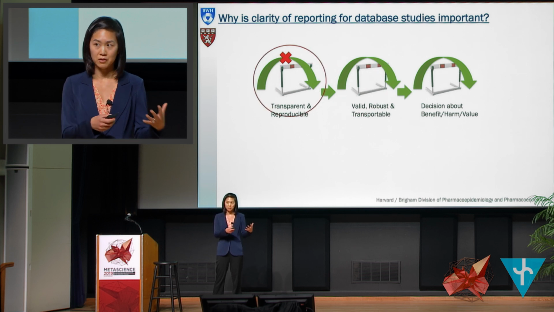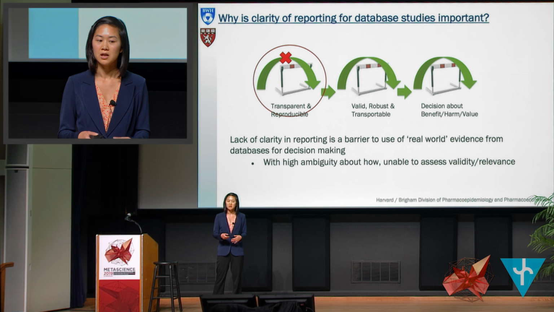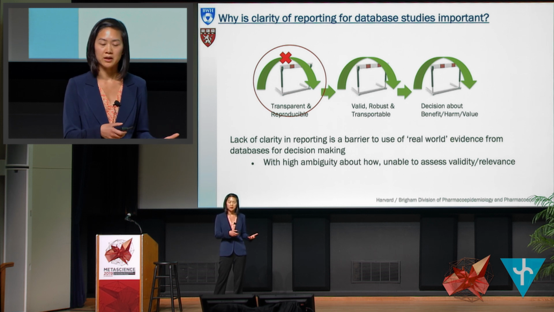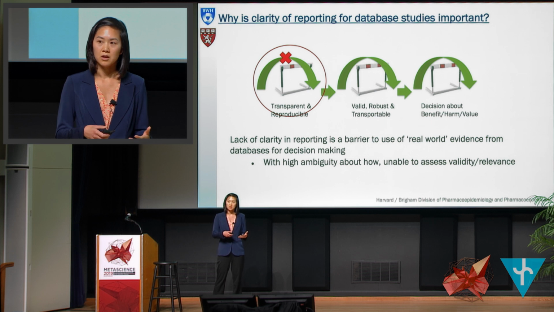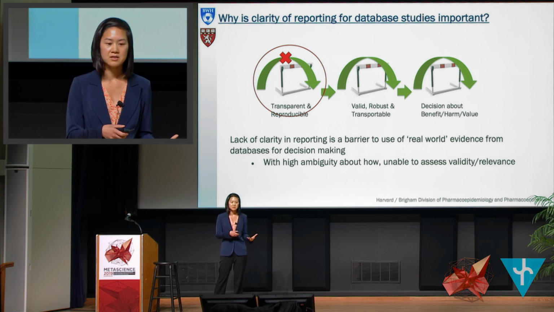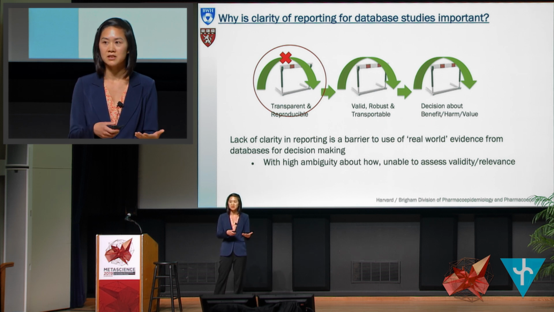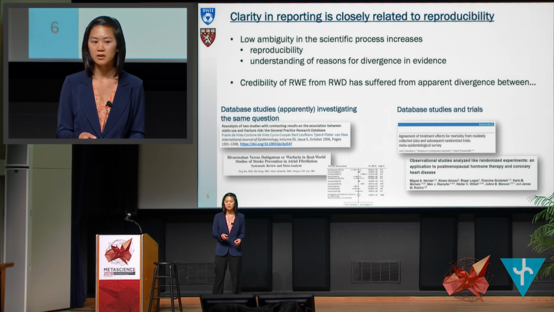And it's at this foundational step where we have a hurdle to get over. Because of the lack of clarity in reporting, it makes it difficult for decision makers to trust the evidence and use it. When we have high ambiguity about how the evidence is generated, we just can't assess the validity of the choices or whether or not it's relevant to the question that we're trying to address.